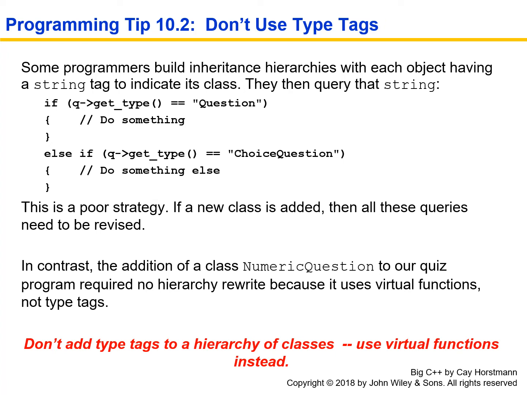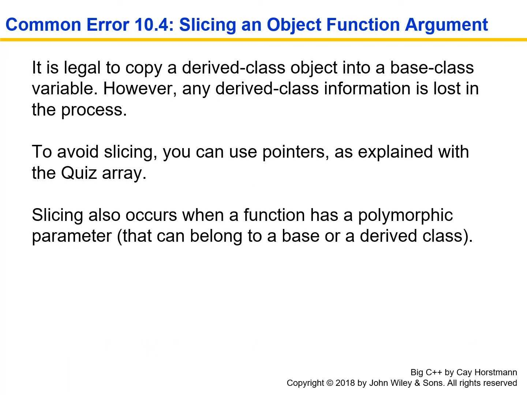Okay. Now some programmers feel like they need each derived type to know what kind of type it is, and so they'll add a string tag to indicate its class. So its type is question, or its type is choice question. You really don't need to do that if you implement your class hierarchy correctly, because if it's a numeric question and you're calling the overridden function, you're only going to get there if it's a numeric question. You don't have to then check whether it's a numeric question again.